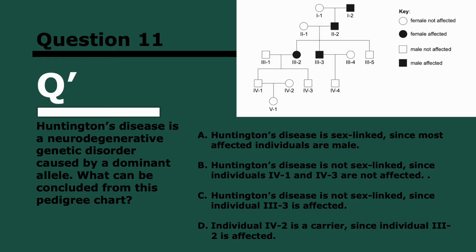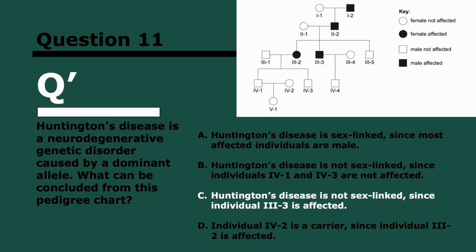Okay. Question 11. So Huntington's disease is a neurodegenerative genetic disorder caused by a dominant allele. What can be concluded from this pedigree chart? These are really tricky, so really think about this one. 3, 2, and 1. So what I recommend for exercises on pedigrees is trying to see if the opposite of the affirmation could be true. And if it is, then you know the answer is not correct. So for A, Huntington's disease is sex-linked since most affected individuals are male. Okay, well, is it possible that it wouldn't be sex-linked even if most affected individuals are male? Yes, right?